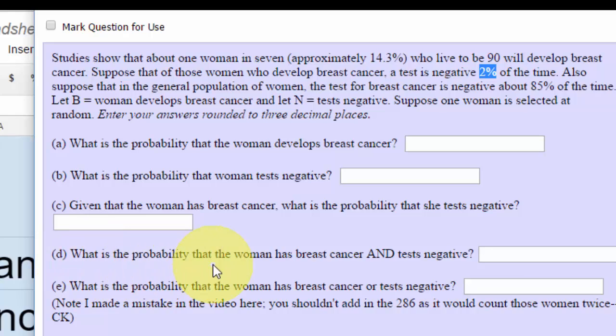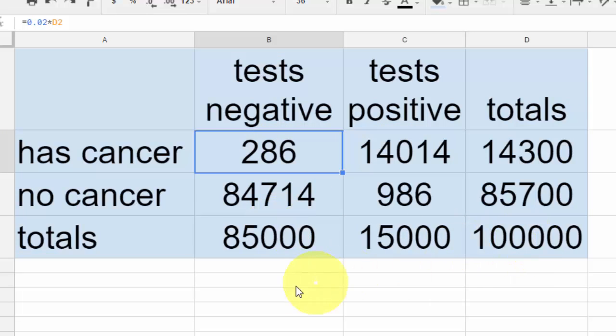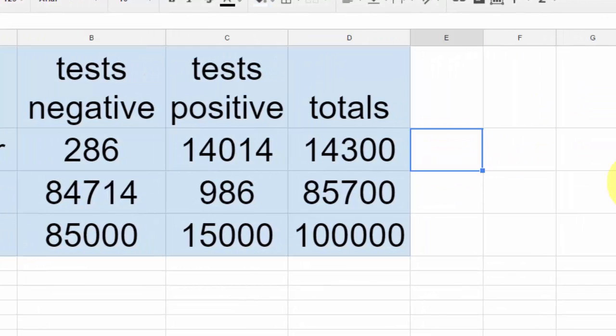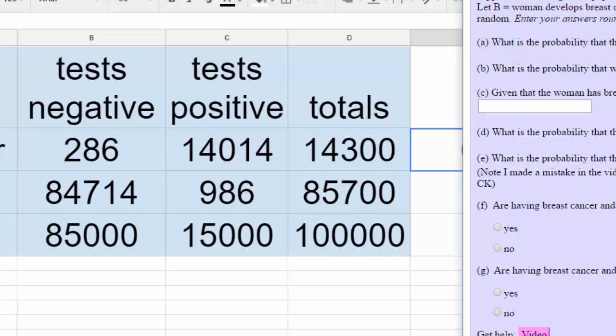So D, what is the probability that the woman has cancer and also tests negative? So someone that does both, has cancer and tests negative, there are 286 out of 100,000. So that probability equals 286 divided by 100,000, 0.00286. 0.00286 is what we need for that.